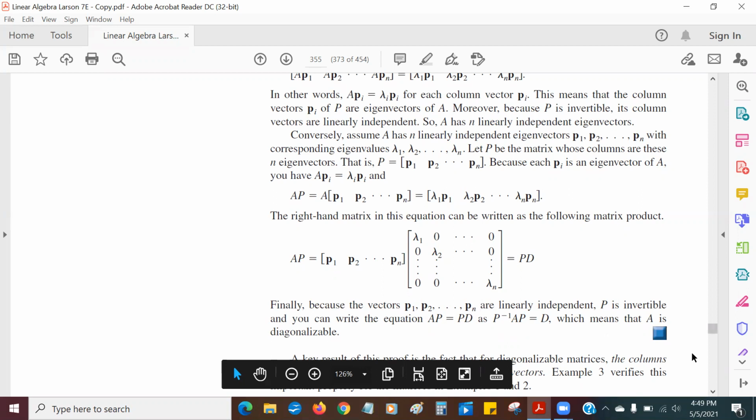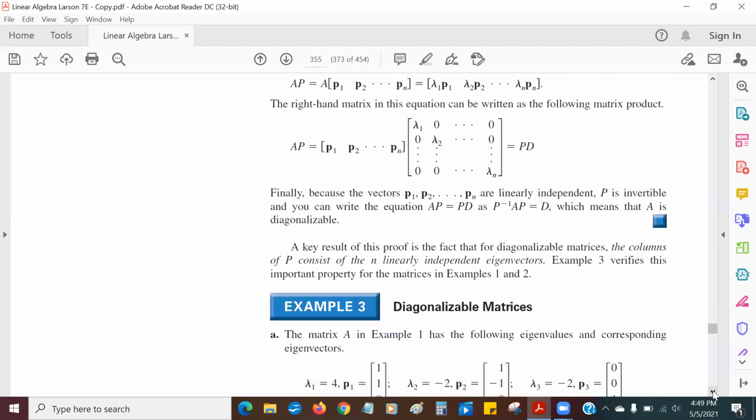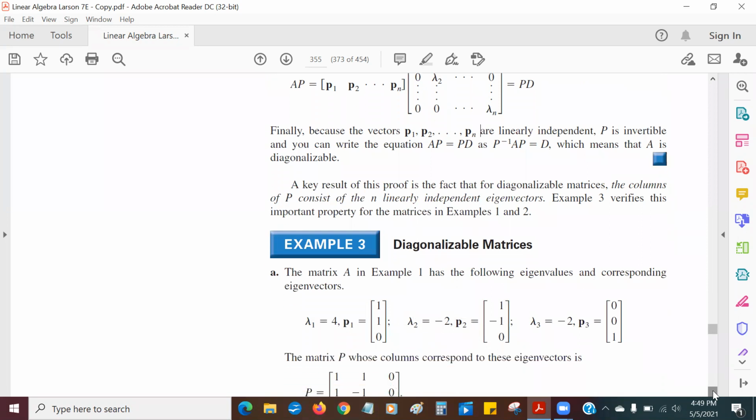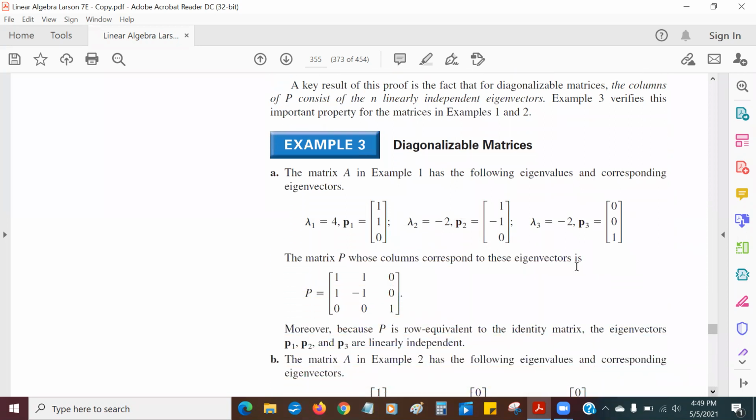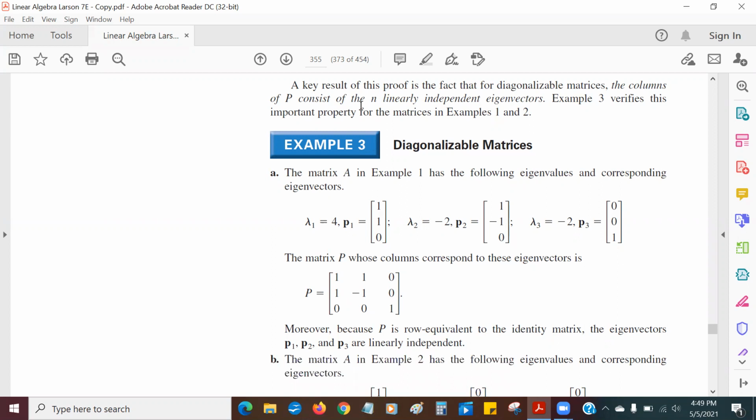So these last two theorems I just showed you are absolutely awesome. A very huge result of the proof is the fact that for diagonalizable matrices, the columns of P consist of n linearly independent eigenvectors. That is very awesome and very important. Let's look at example 3, which is going to verify this.